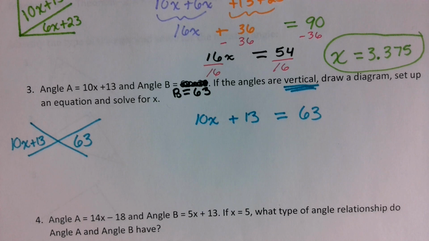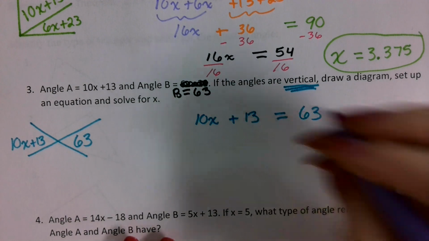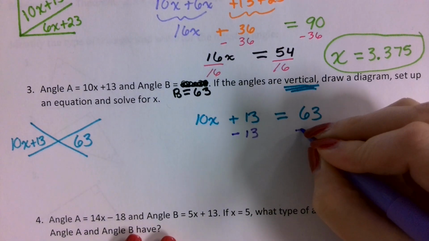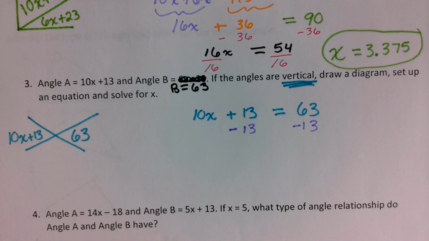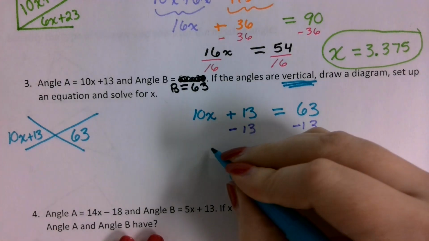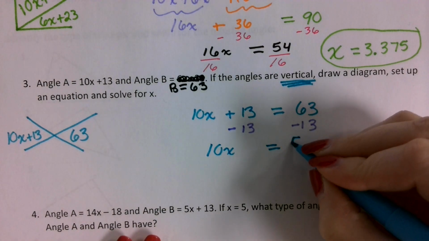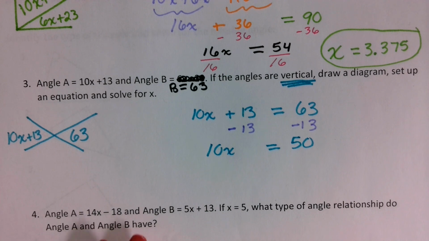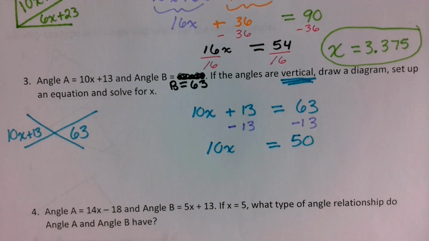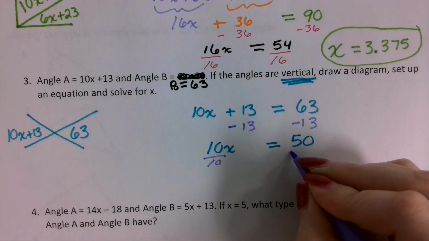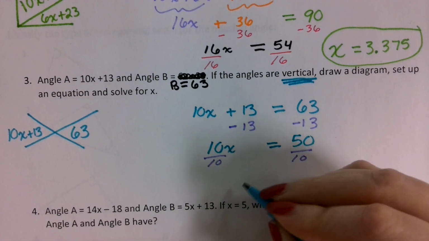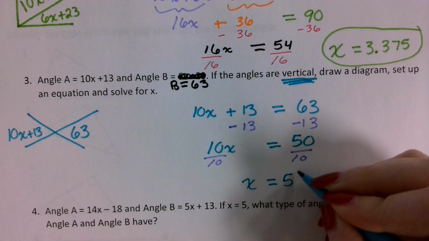Similar process for solving. What is the first inverse operation that I have to do to solve? Subtraction. Good. Subtract 13. We're going to subtract 13 from both sides of the equal sign. Okay, that leaves us with 10x on one side. And what is 63 minus 13? 50. Okay, and then our last step is to do what? Divide by 10. Good. So we're dividing both sides by 10, and we'll get that x is going to be equal to 5.